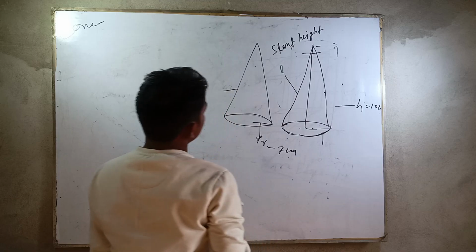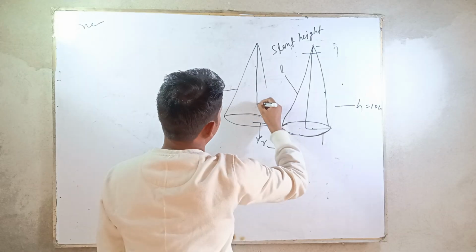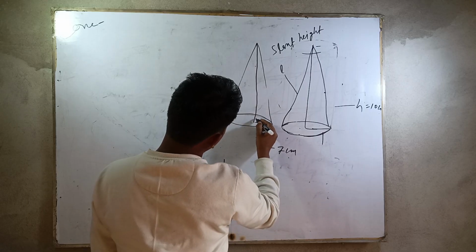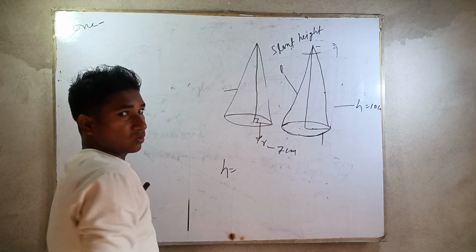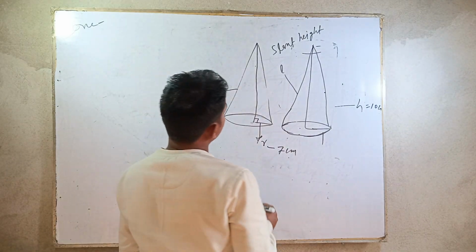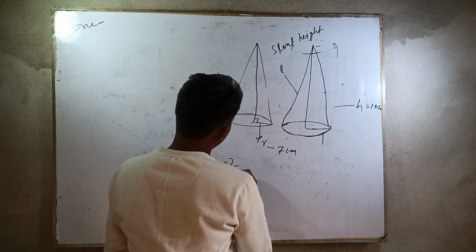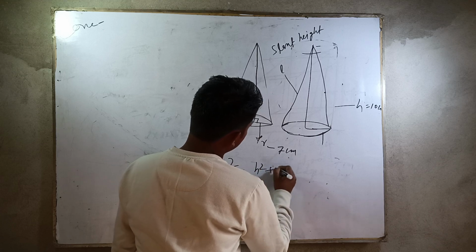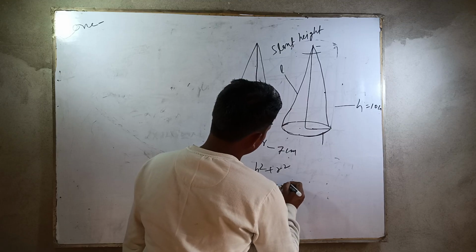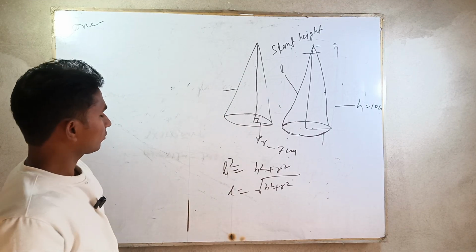Suppose h is given and l is not given, then how will I find out l? Because this is like a right angle triangle, in the right triangle I will use the Pythagoras theorem. L equal to square root of h square plus r square. This is the value of l, the slant height.